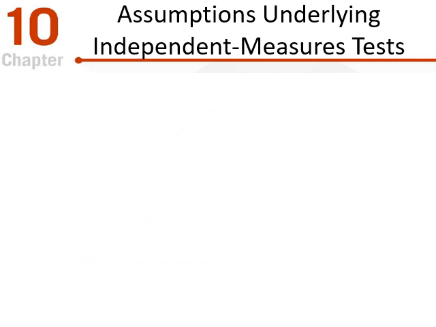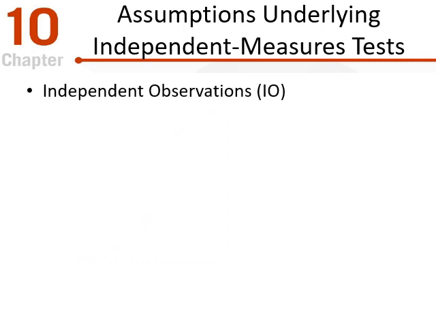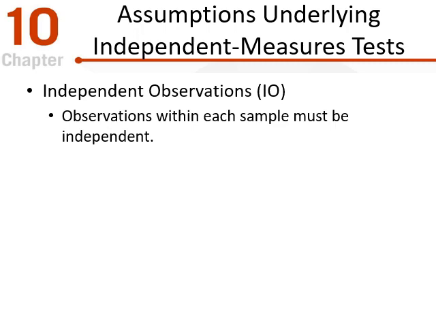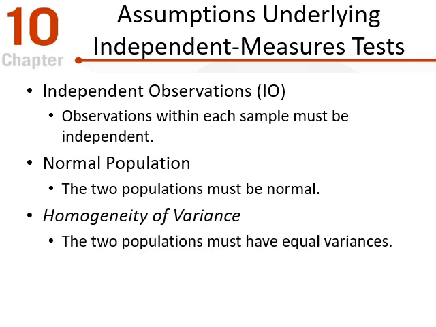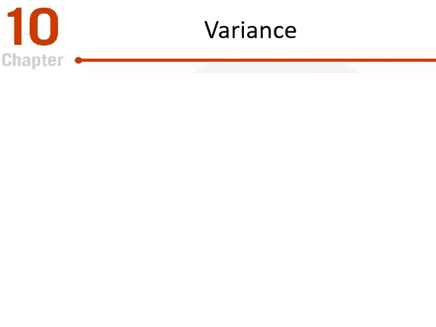Here are the assumptions for an independent measures test. Independent observations, which means observations within each sample must be completely independent. For example, one classroom has completely different people than another classroom. Normal population, this means each population that the samples came from must be normal. And homogeneity of variance, this is a new one. It says that the two populations must have equal variances.